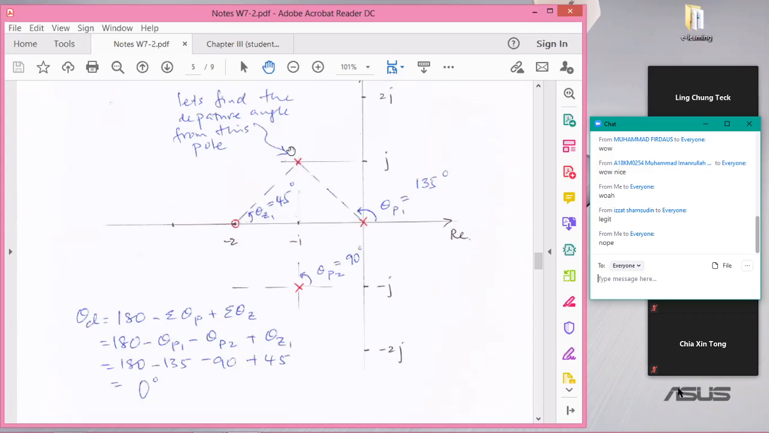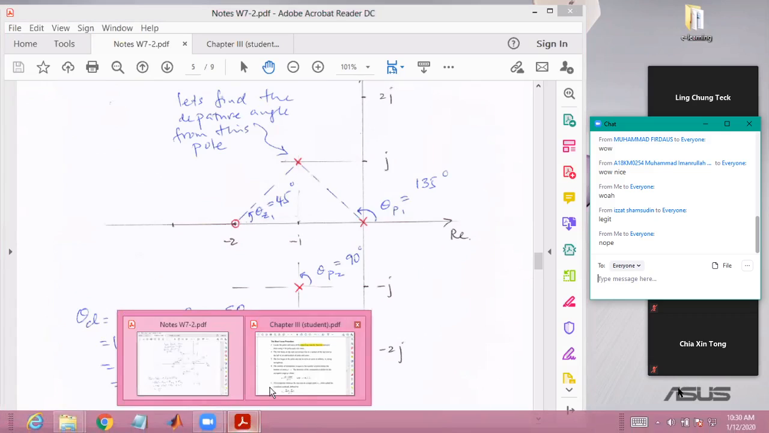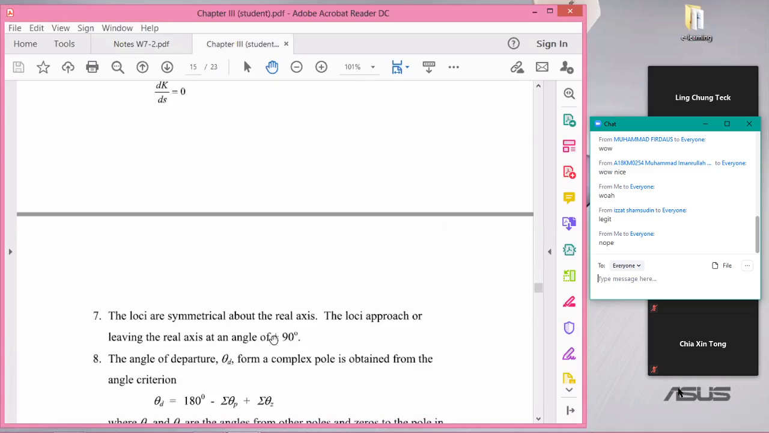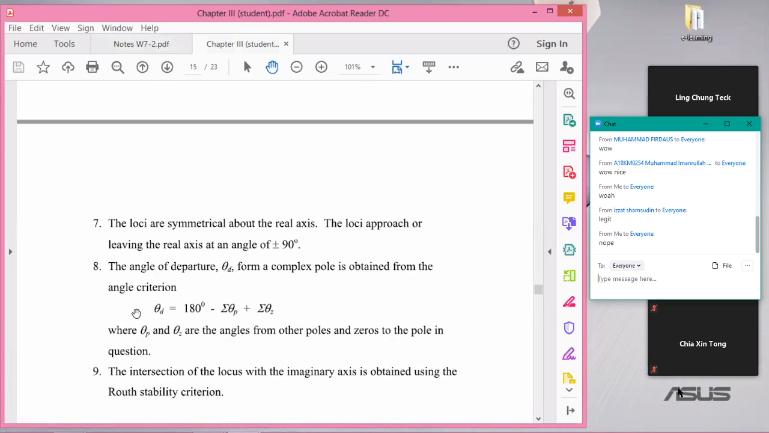And then since we have these two complex poles, we need to determine the departure angle. We can compute the departure angle using this expression: 180 minus the angles from other poles plus the angles from other zeros.